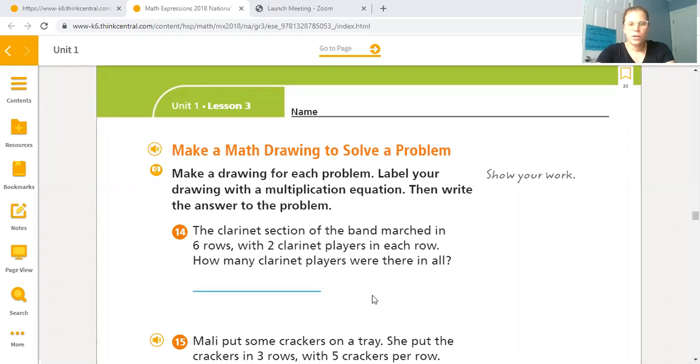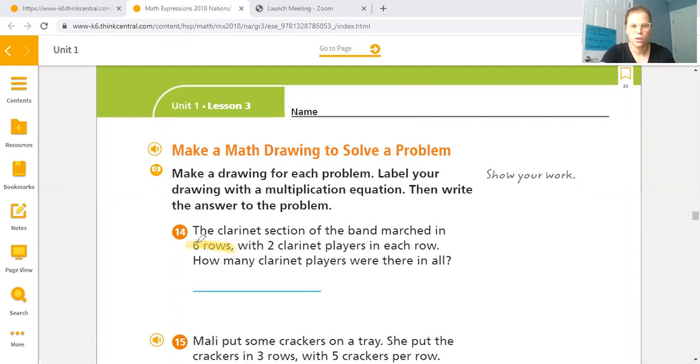So we will be starting on number 14. The clarinet section of the band marched in 6 rows with 2 clarinet players in each row. How many clarinet players were there in all? When we are reading a word problem, we always want to make sure we know what the numbers are. What are we talking about here? So I see 6 rows there. What I would do is highlight or circle or underline, whatever you feel comfortable with, the numbers that you see in order to know what we are working with here.